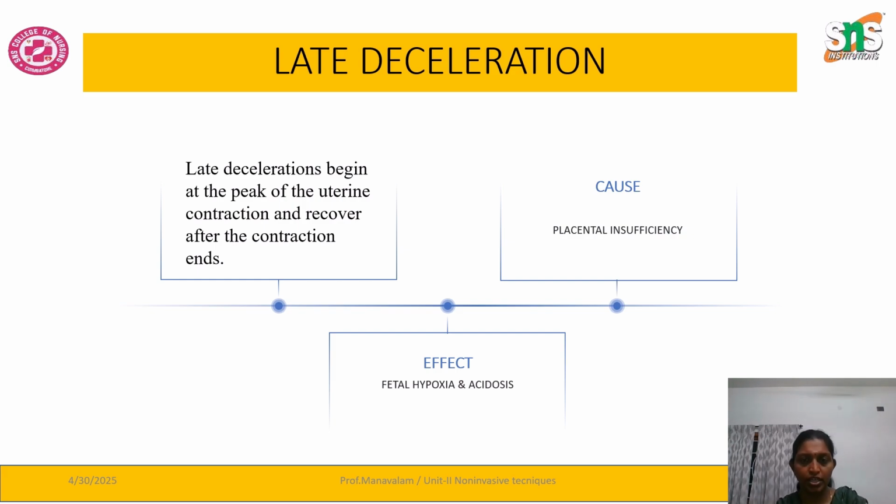Late deceleration begins when the uterine contraction reaches its peak, and it ends when the uterine contraction stops. After the uterine contraction ends, the heart rate recovers back to the normal state. The reason for late deceleration is placental insufficiency. It causes fetal hypoxia and fetal acidosis.